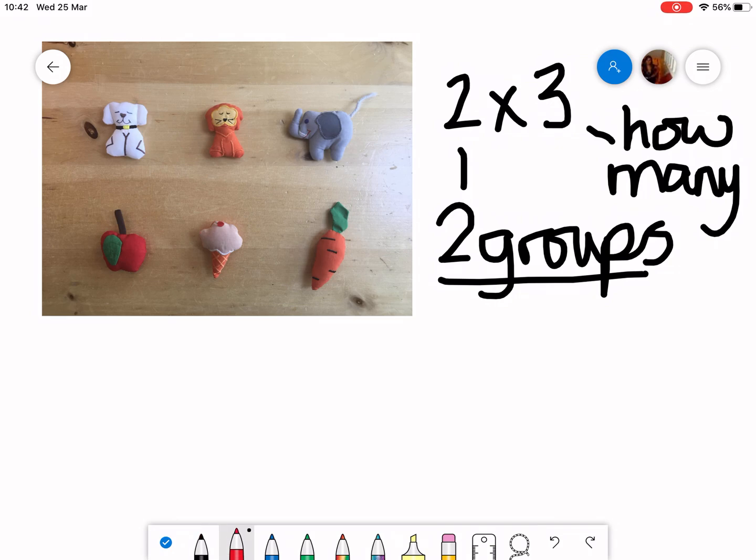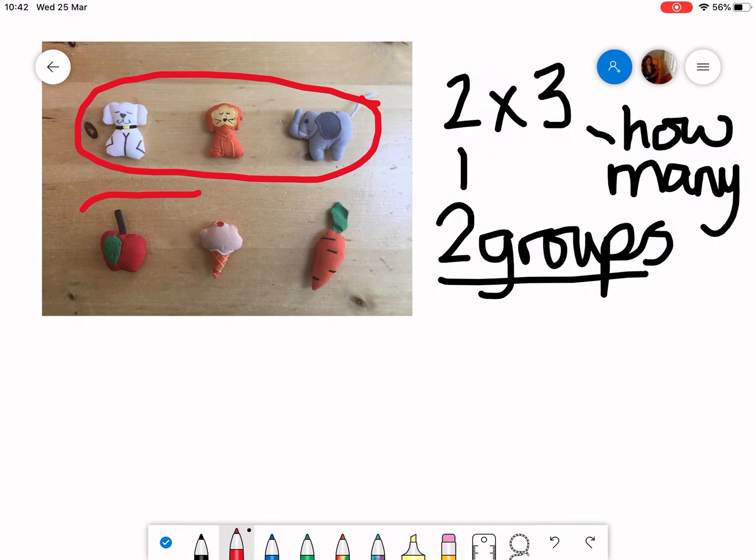So the first group, remember, they always go in rows. So my first group is my top row, which I've used animals for. So you can see I've used a dog, a lion, and an elephant to make my first group of 3. My second group is just below. And again, I have 3 in my group, but this time I've used food to represent them. So this is my first group, and this is my second group.